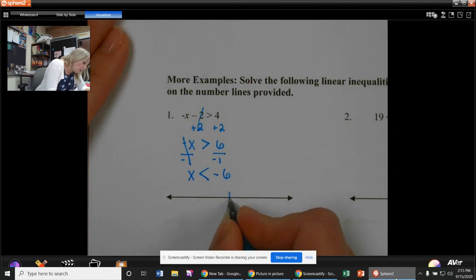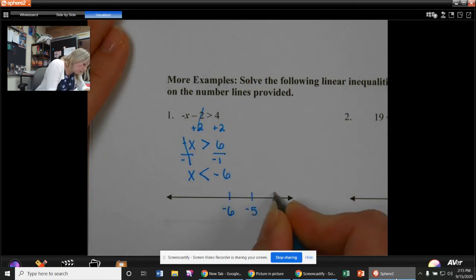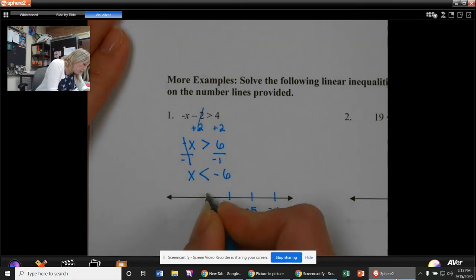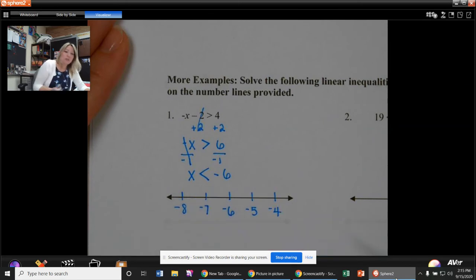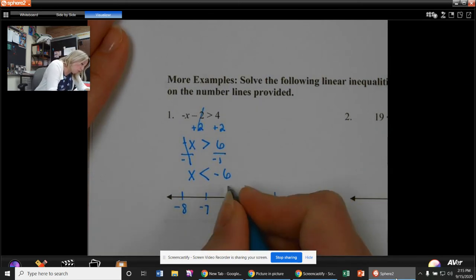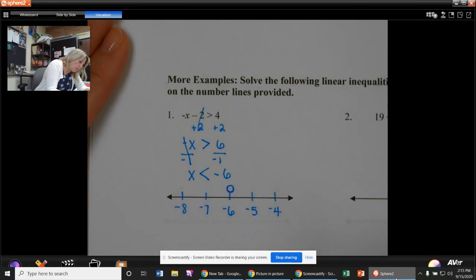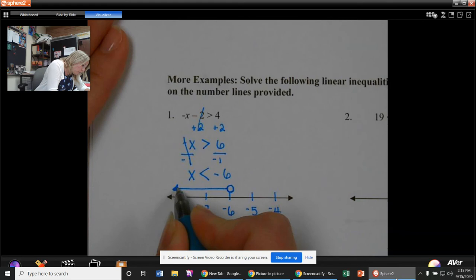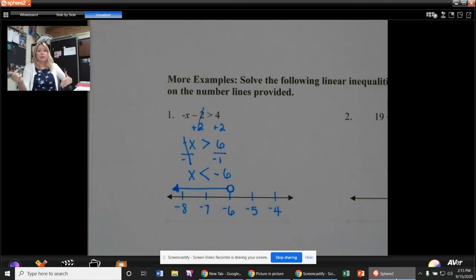So on my number line, negative 6 in the middle, and a couple numbers greater than negative 6, a couple numbers less than negative 6. Negative 6 is my number in question. So let's see, put an open circle over the negative 6. x has to be less than. If my variable is on the left, it's more easily readable, and I can follow the arrow of that inequality sign to know which way it goes on the number line. So there we have it.